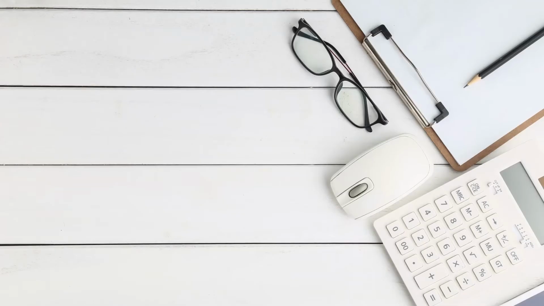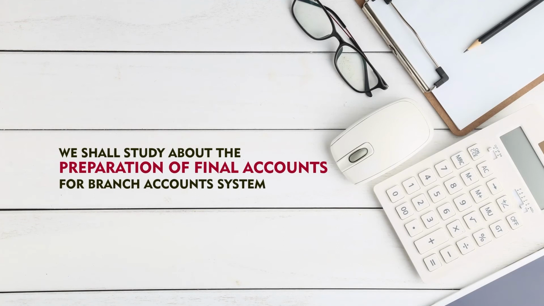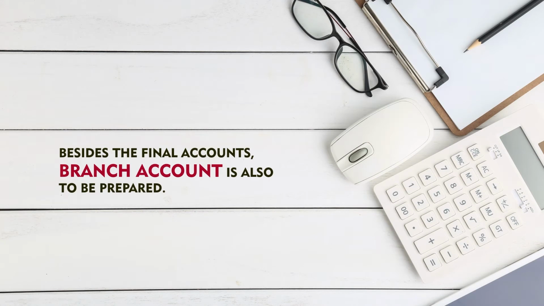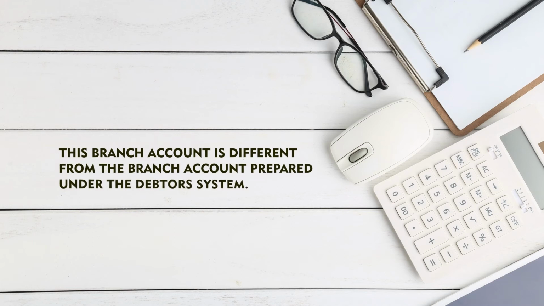We have discussed the maintenance of books of account under the hire purchase system and under branch accounts. In this session, we shall study the preparation of final accounts for the branch accounts system. Besides the final accounts, a branch account is also prepared. This branch account is different from the branch account prepared under the debtor system.